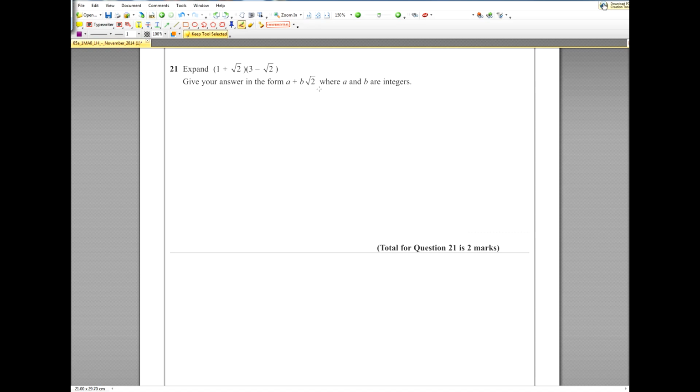Okay, expand. Give your answer in the form. This is the first one. So 1 times 3 is 3. 1 times minus root 2 is minus root 2. Plus root 2 times 3 is plus 3 root 2. Plus root 2 times minus root 2 is minus root 2 times root 2, yeah?